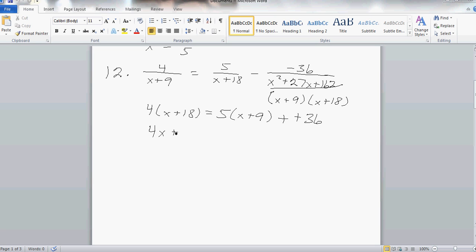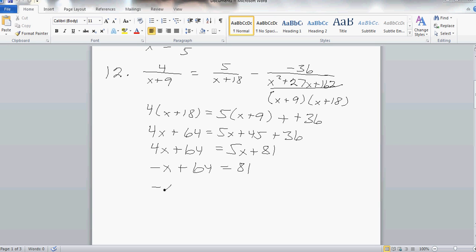4x plus 64 equals 5x plus 45 plus 36. Combining like terms, 4x plus 64 equals 5x plus 81. Subtract 5x from both sides. Subtract 64 from both sides. And divide both sides by negative 1 so that x equals negative 17.